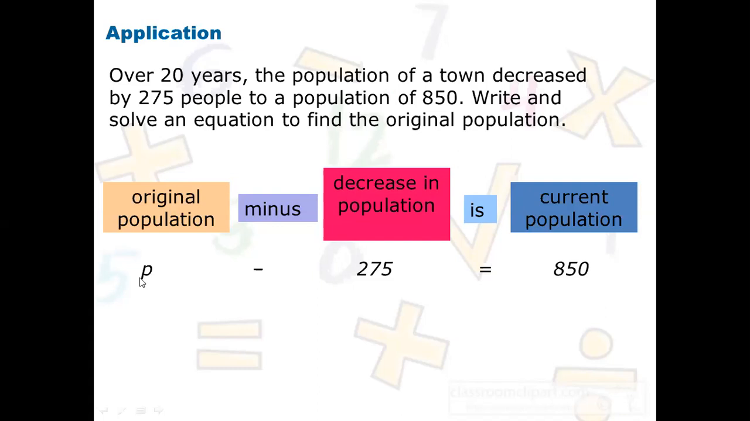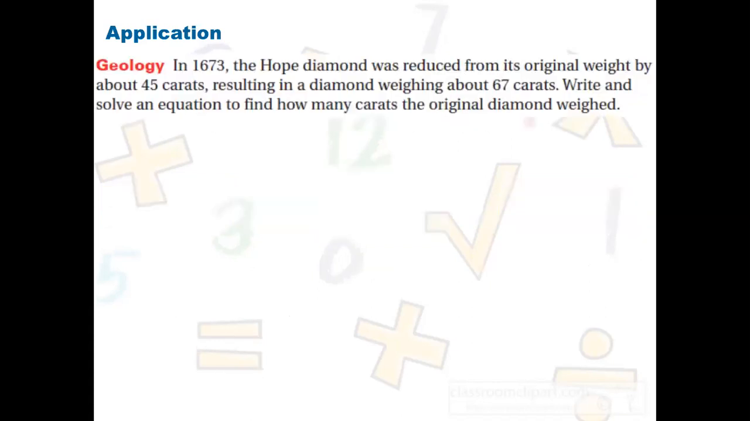So P minus 275 equals 850. Now we know how to solve this, right? All we have to do is move the minus 275 to the other side. That will become plus 275. 850 plus 275 will give you 1125. This is how you find the original population. All right, now let's try one more.